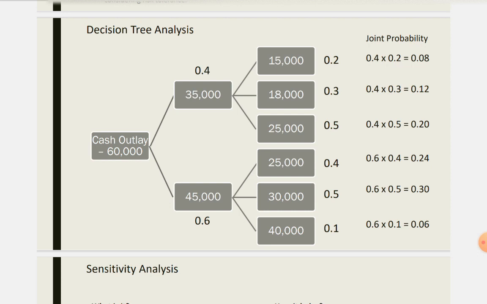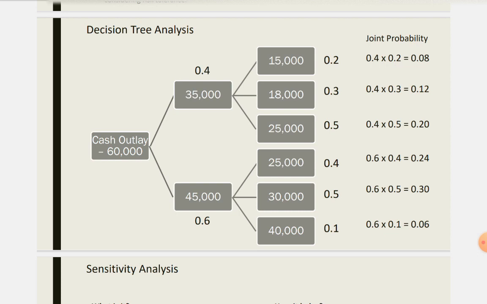Now since it's multiple years and multiple probabilities involved, you probably want to get the joint probability. So for example, there's a chance that you invest 60,000, that much is relatively clear. In the first year, there's a 40% chance you're getting 35,000. And then there's three other alternatives. There's a 20% chance of getting 15,000, a 30% chance of getting 18,000, and a 50% chance of getting 25,000.